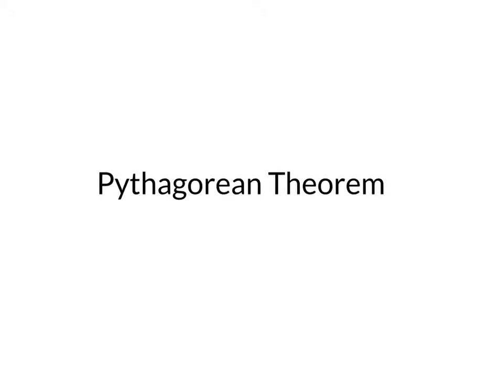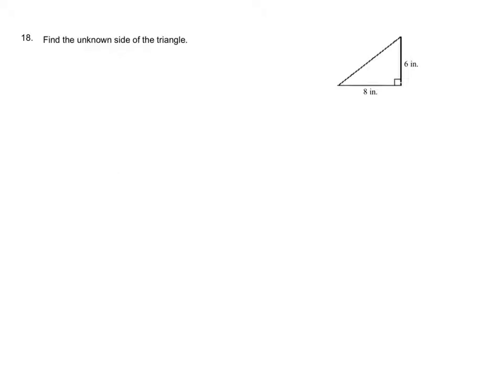Pythagorean theorem. Find the unknown side of the triangle. Here we're going to use the formula for Pythagorean theorem. Pythagorean theorem is c squared equals a squared plus b squared. We can apply this formula to find a missing side of a right triangle when two sides are known.